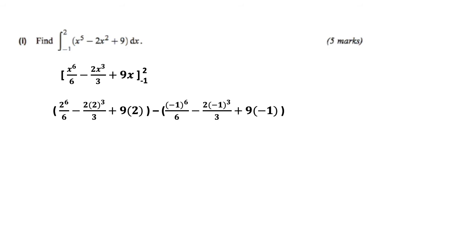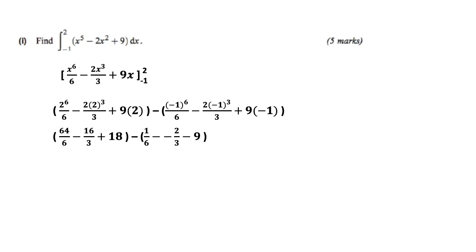Even though you can type all this in one go in a calculator, it's sensible to work it out in stages to show your workings, show every step in case you slip up somewhere so that you do get your method marks as well, and that you're aware at the end if your answer actually does make sense or not. So if we work it out in stages, we have 2 to the power of 6 over 6, which gives us 64 over 6, next term minus 16 over 3, and then we've got the plus 18.